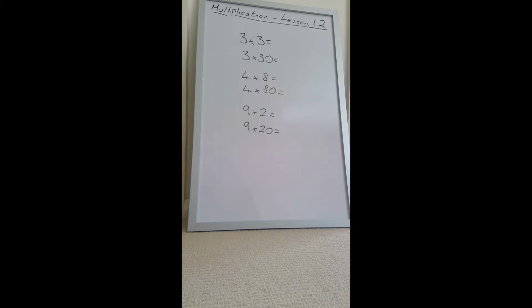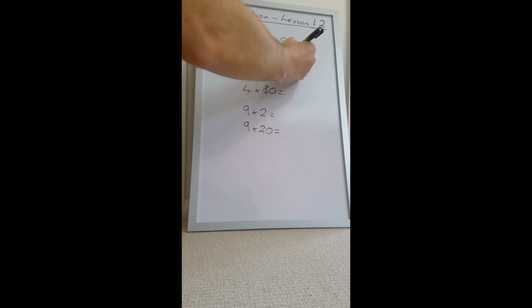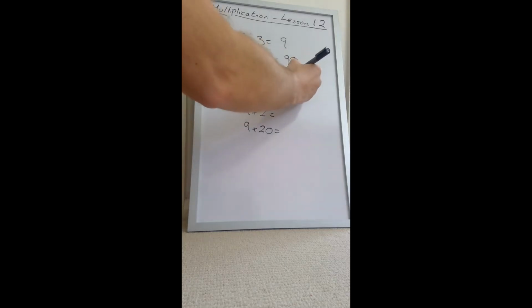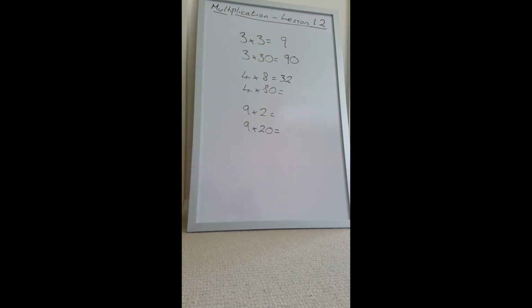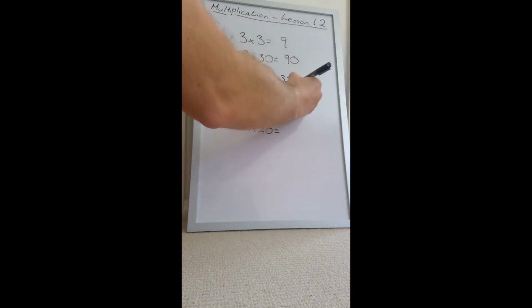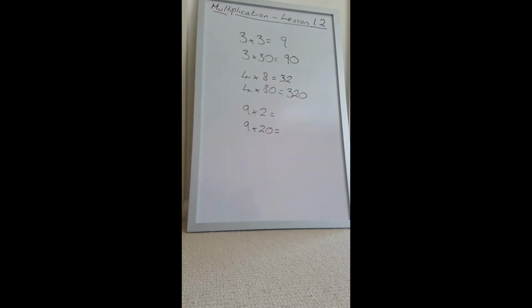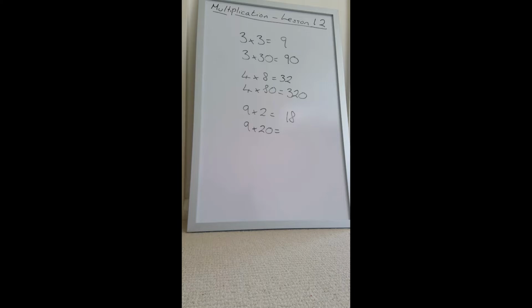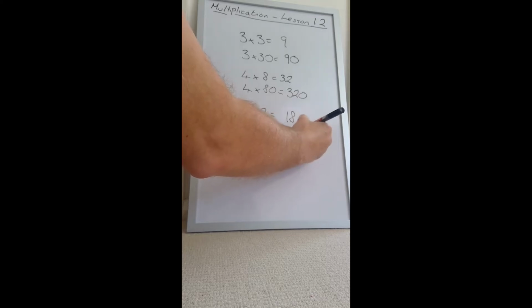Hopefully when you solve these, whether you're using your multiplication square or your existing knowledge, you discover that 3 times 3 was 9, and you use that knowledge, and you thought, well, this I know is 10 times larger because it's a multiple of 10, so 3 times 30 won't just be 9, it'll be 90. 4 times 8, when you work that out, you should have come up with 32, and therefore 4 times 80 is 320. 9 times 2 is 18, and using your existing knowledge of multiplication and multiples of 10, 9 times 20, which will be 10 times larger, will be 180.